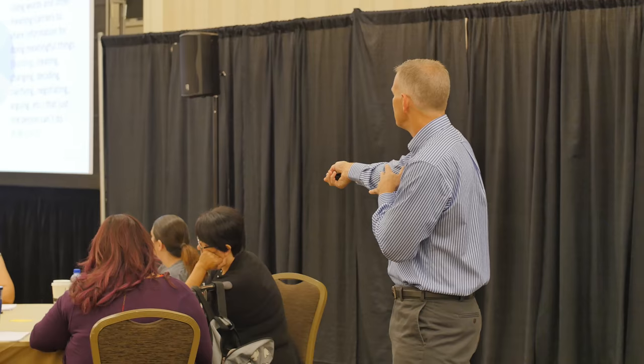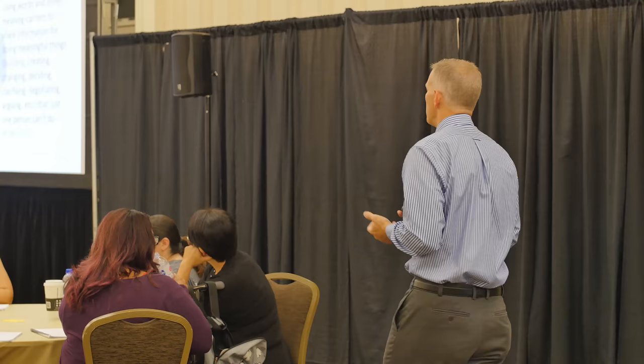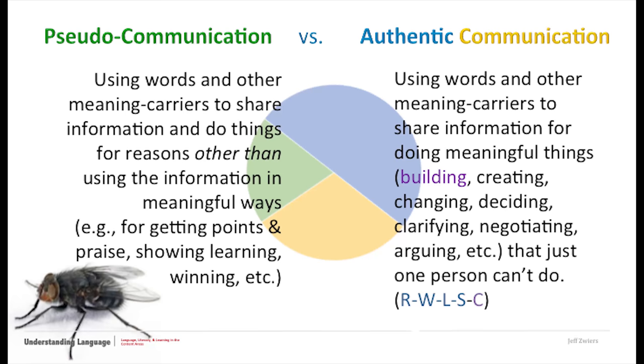There's still going to be a lot of problems they don't technically care about, but how do we make the tasks and even the problems more engaging enough to do more of this authentic communication? Because the other side, and down here I have reading, writing, listening, speaking, and conversation. I added conversation to that list because it's a little different than just listening plus speaking when we're talking to another person. And then on the other side, of course, is using words and other meaning carriers to share information to do things for reasons other than using the information in meaningful ways.